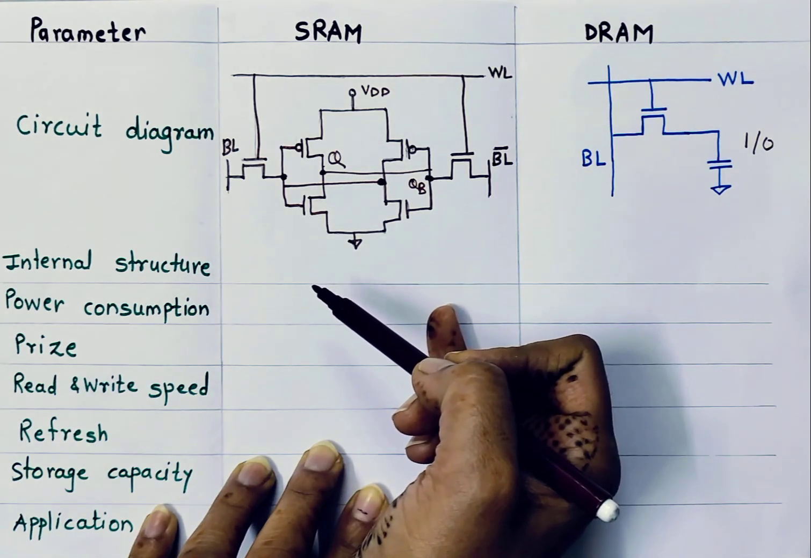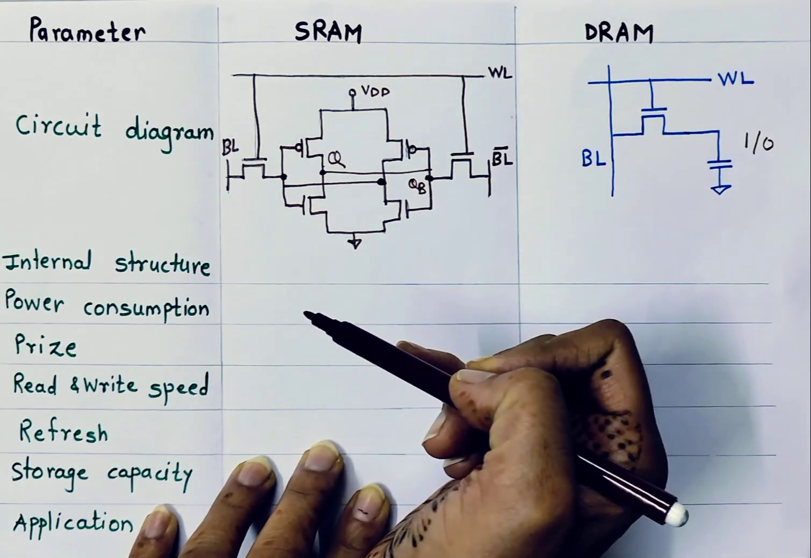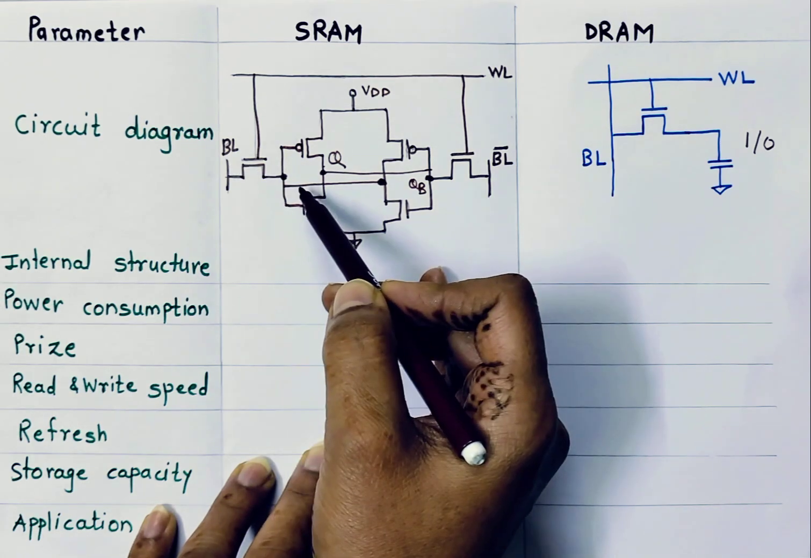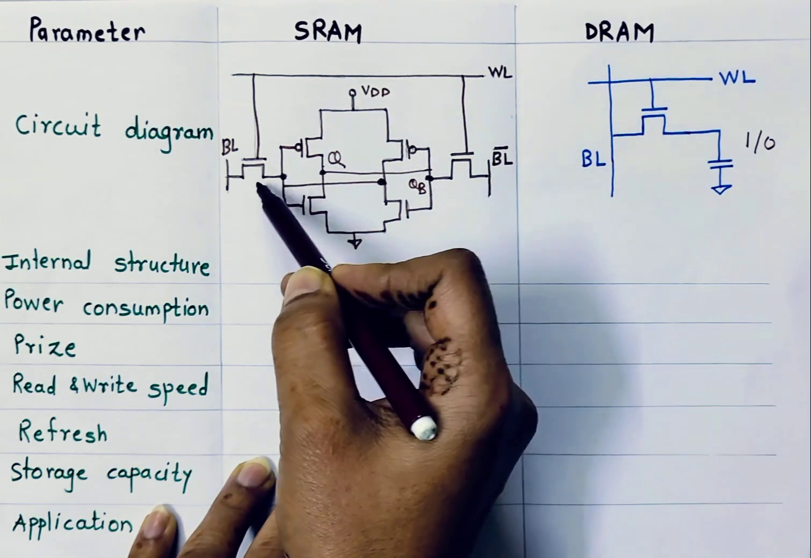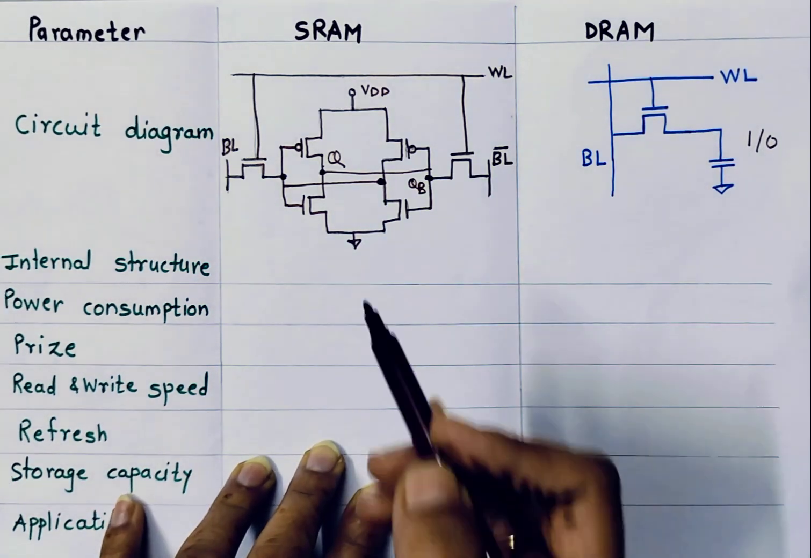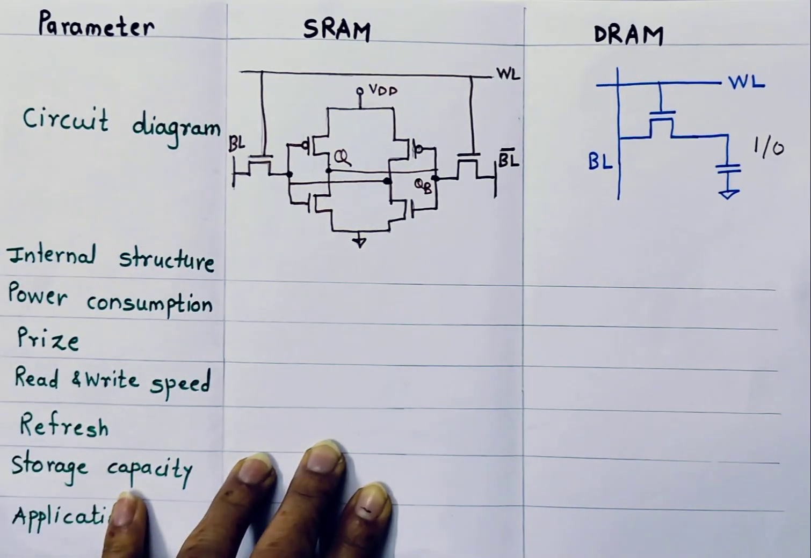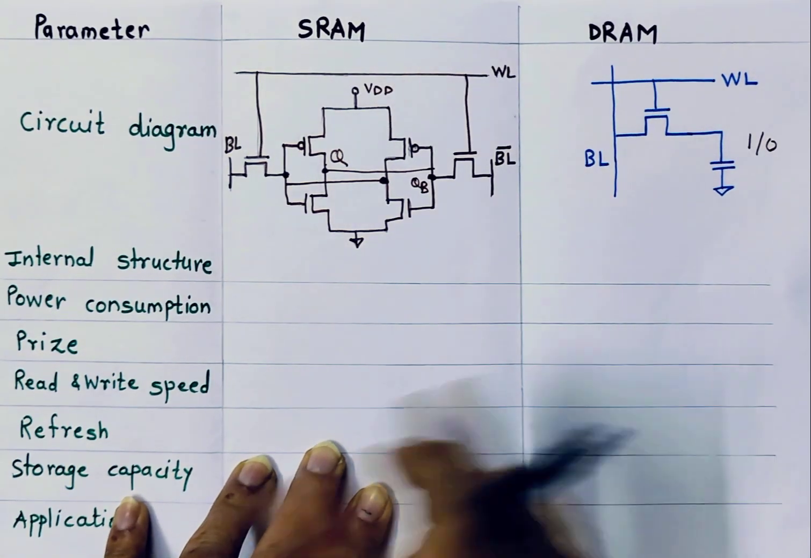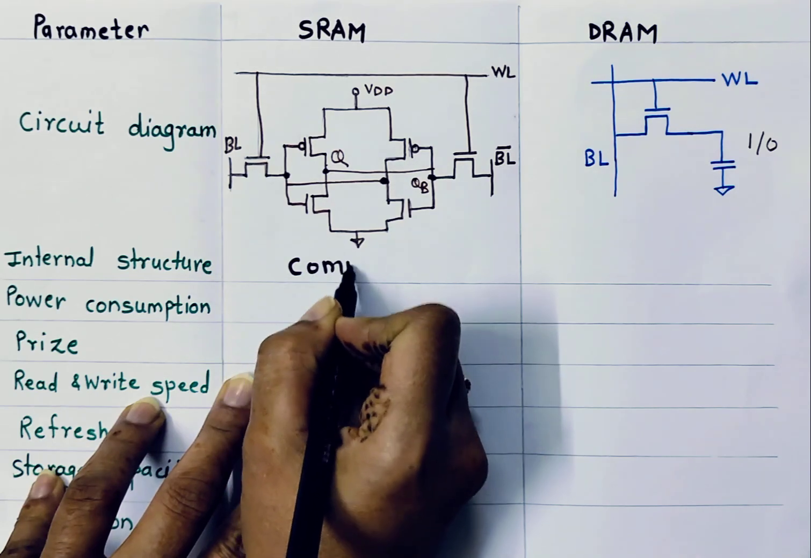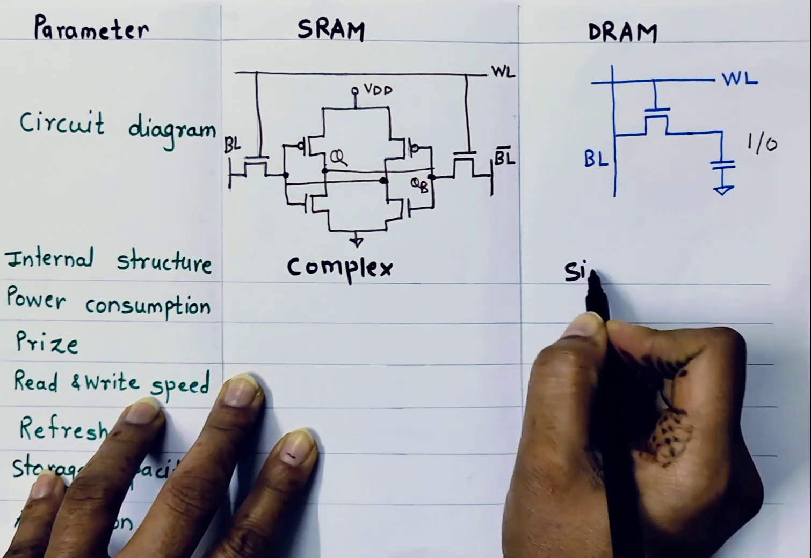I have prepared a separate video for SRAM's working. The link is given in the description box. Please check. Here the bit line indicates the data which we want to store, and the word line is used to turn these two transistors on. So here you can see the internal structure of SRAM is complex as compared to DRAM. So our first difference is, here internal structure is complex. Here internal structure is simpler.